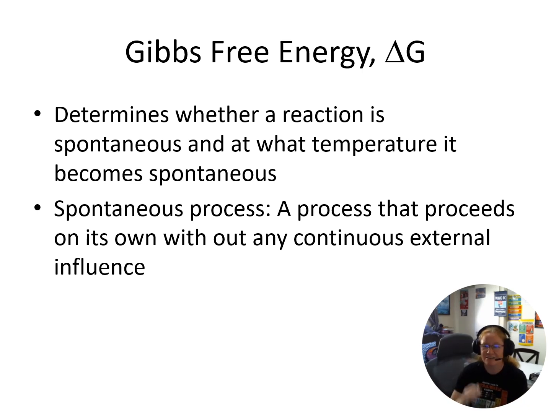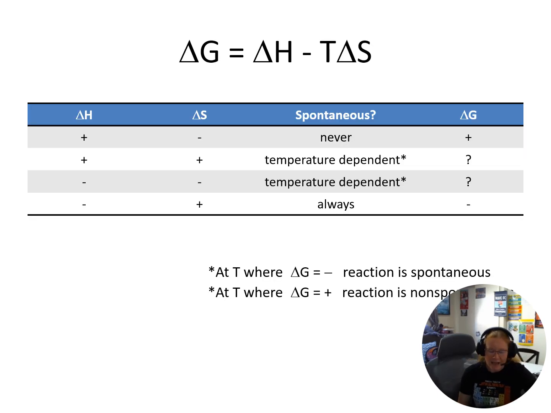All right. And so again, with spontaneity, we're looking at things where I don't have to give it any outward influence. It just happens. I drop the things together and it just happens. And so our Gibbs free energy is what defines whether or not something is spontaneous. All right. And so we get this right here. This delta G is equal to delta H minus T delta S.